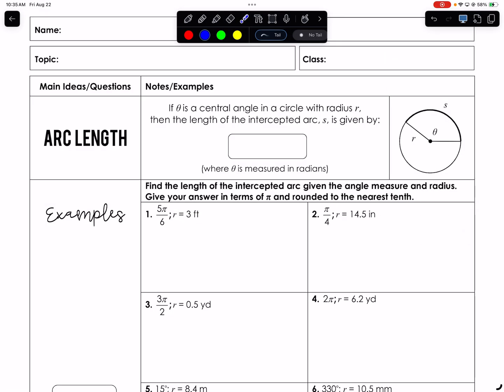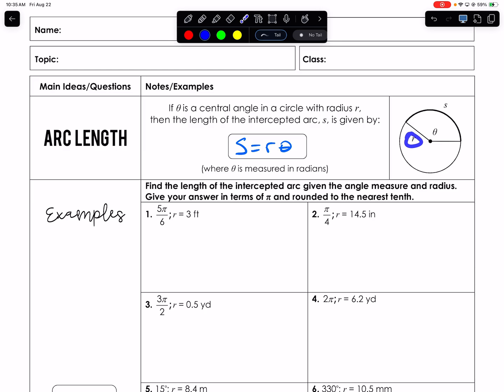Okay, now we're good. So arc length: if theta, this little circle with a line through it, is a central angle in a circle with radius r, then the length of the intercepted arc, s, is given by the formula s equals radius times theta. If you look at the picture over here, theta is this angle right here, and s is the intercepted arc, right there.